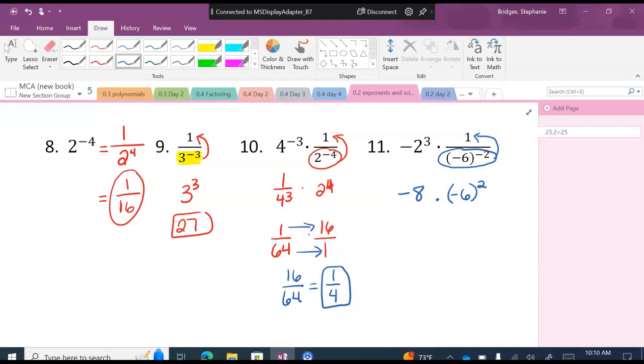What is negative 6 to the second power, though? Yep. And then if I do negative 8 times 36, I get a negative 288. Is everybody okay with those? Anybody have any questions? Okay, we got to move on to some variables. So calculator is not necessarily going to be our best friend anymore. Everybody ready?